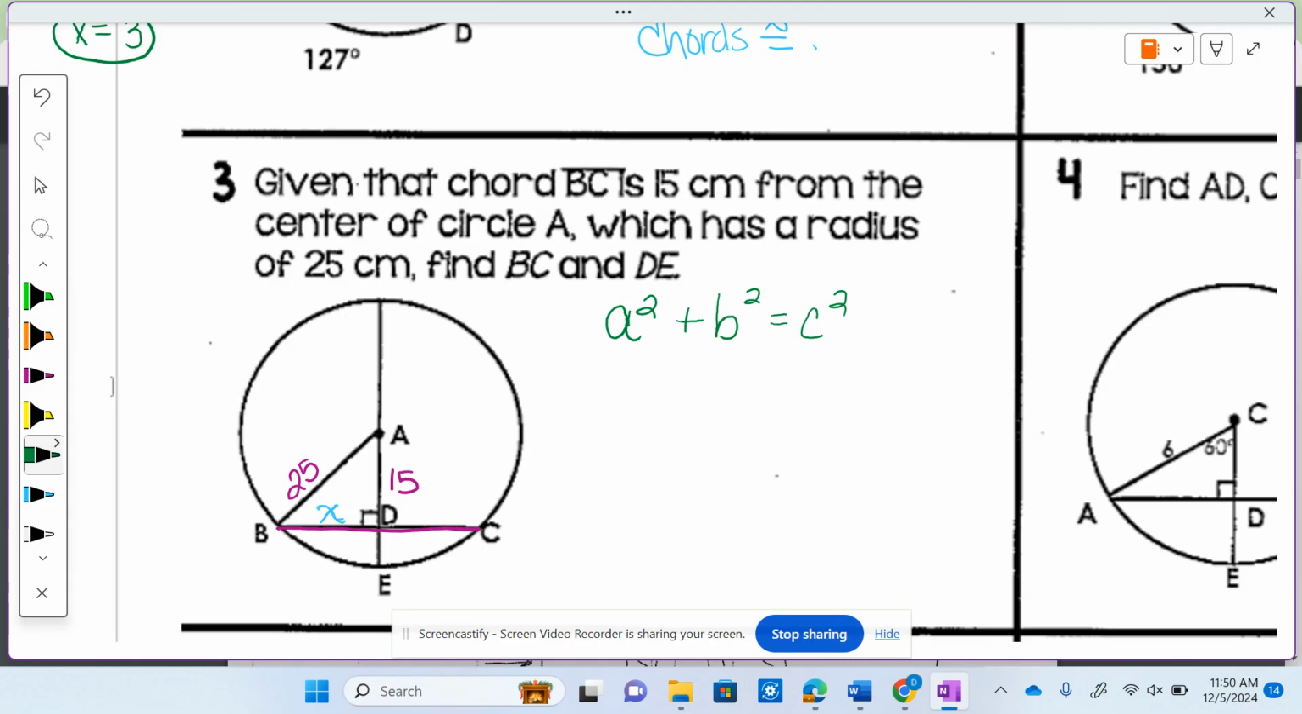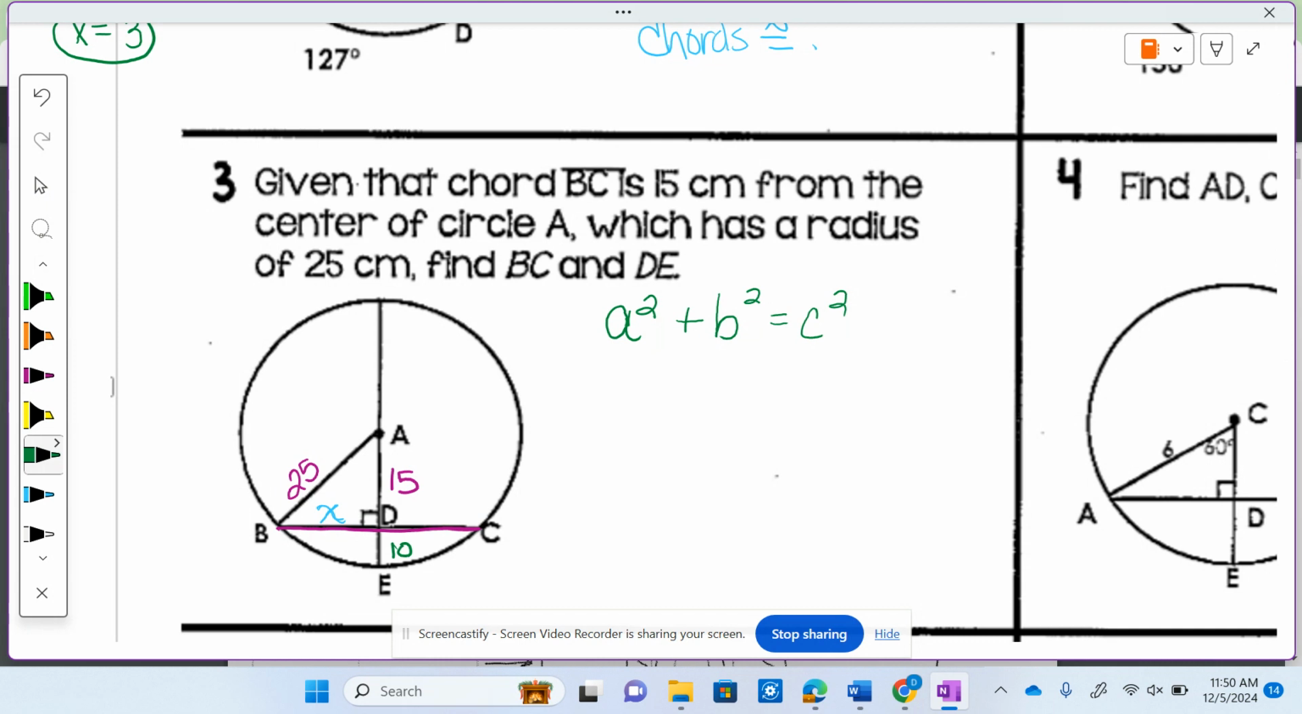DE is 10 because we already know 15. Did you guys hear that? Reese said, well, if the radius is 25 and segment AD is 15, 15 plus what is 25? So we already know that DE is 10. You're 100% correct. But we still got to find BD, and we got to use the Pythagorean theorem.